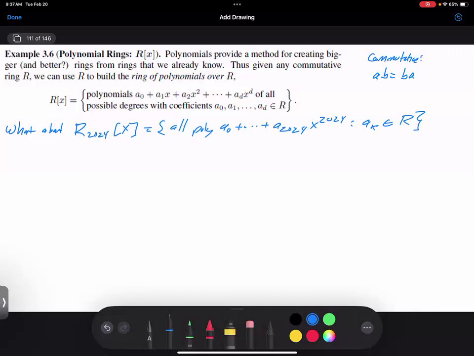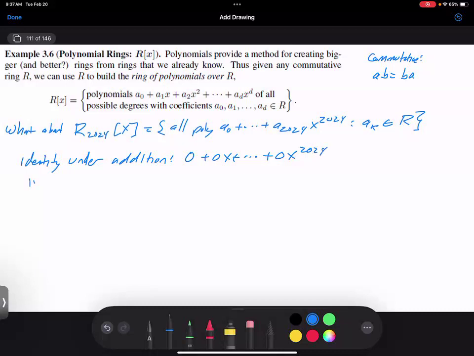What do you think? So is this a ring? Is it going to be an abelian group under addition? If I take two polynomials and add them, is it going to be closed? Is it going to be associative? Will there be inverses? Will there be an identity? What should the identity element be? Identity under addition. So it's just going to be 0 plus 0x plus and so on plus 0x to the 2024.